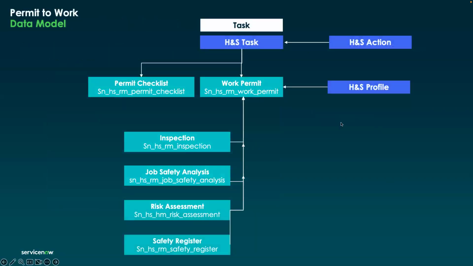This is our data model for permit to work. I like to show the data model for those that are a little bit more familiar with health and safety or with ServiceNow. It gives a good understanding of how we've built permit to work, how it's working with other applications, and the table names as well. I'm not going to go through this super in depth, but as you come back and look at this, the data model is good to understand if you are making any configurations or customizations.